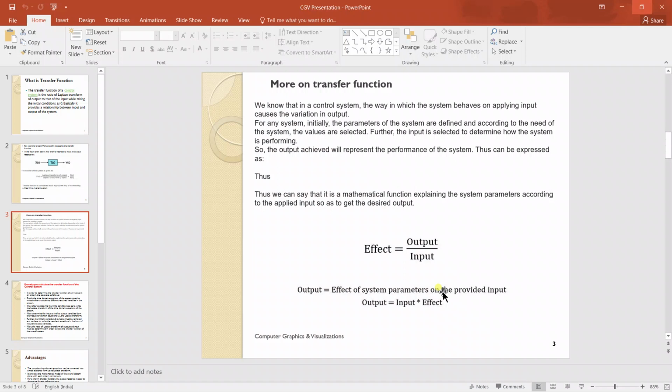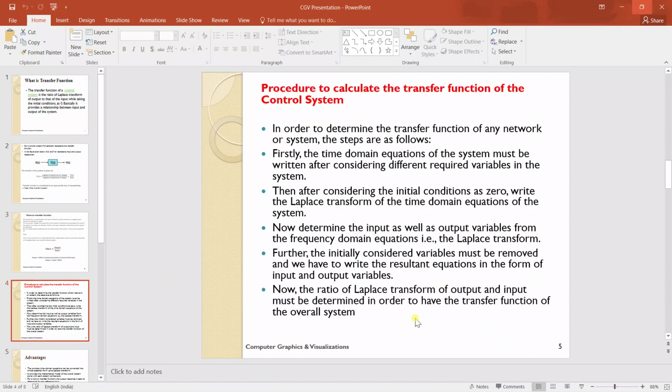Thus it can be explained as effect equals output upon input, where output equals the effect of the system parameters on the provided input, and output equals input into effect.